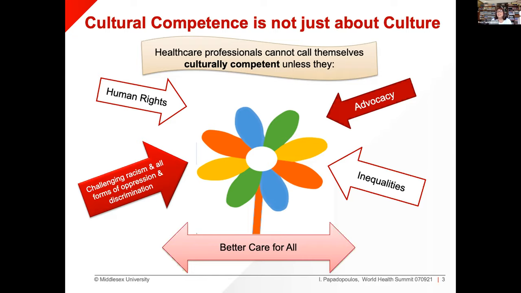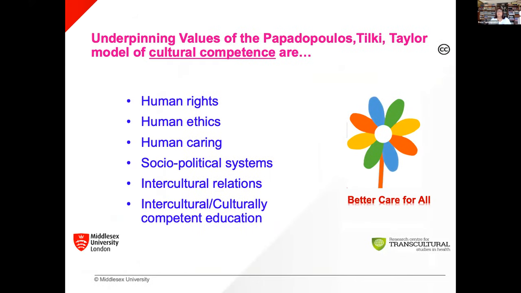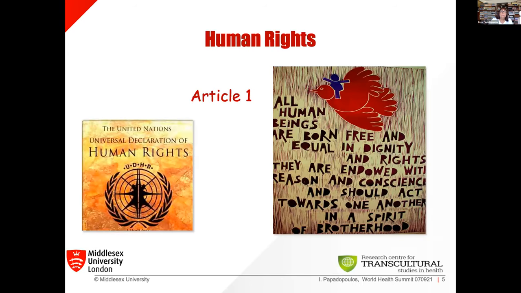And of course, this is the issue about how we shy away from politics, and I think it was really nice that the previous speaker focused and explained the importance of that. So I'm going to introduce you to the Papadopoulos, Tilki and Taylor model of cultural competence, which is a model that I and two colleagues developed in the early 1990s. It is underpinned by human rights, human ethics, caring, socio-political systems, intercultural relations, and culturally competent education.